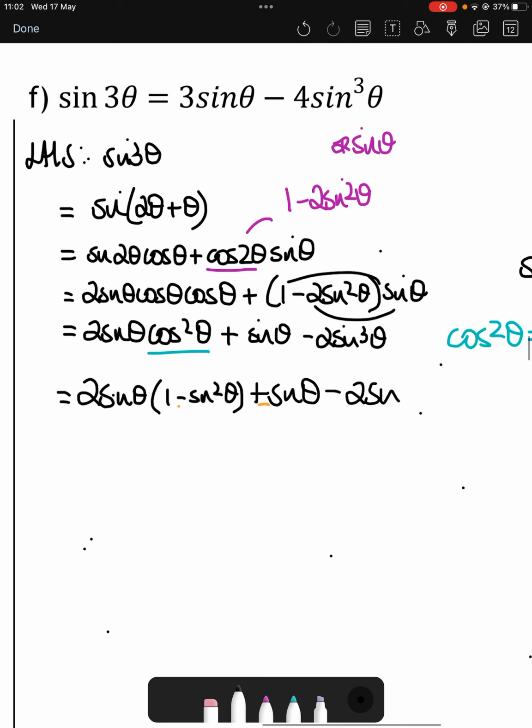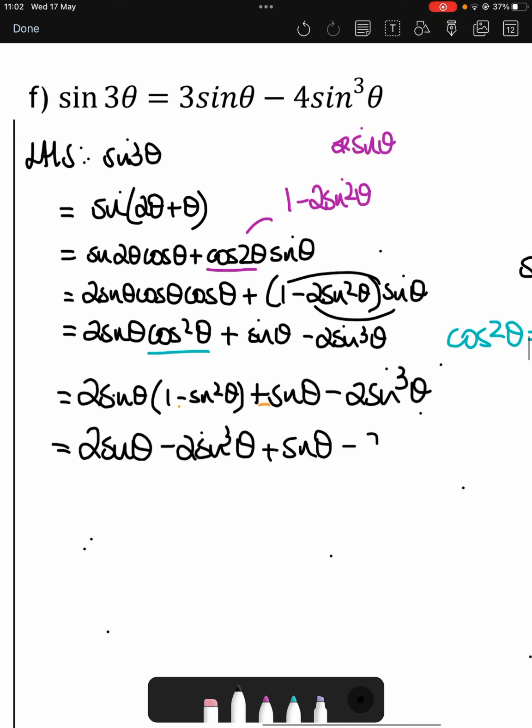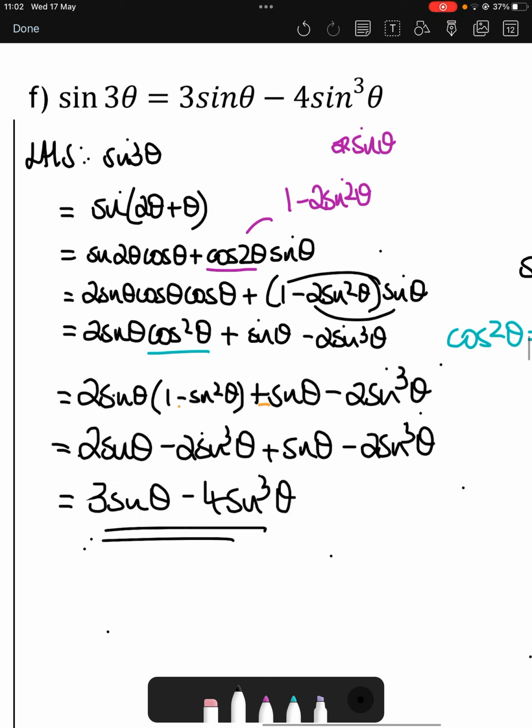The rest of it's just staying there just now, and I'll tidy it up after. Multiply that through. And then tidy it up. That plus that is going to give me 3. And then that's you.